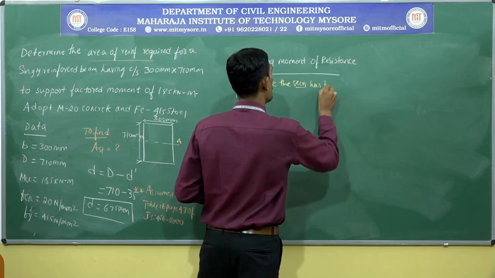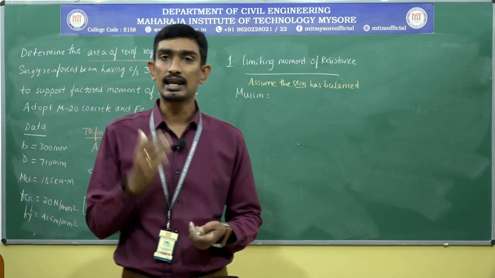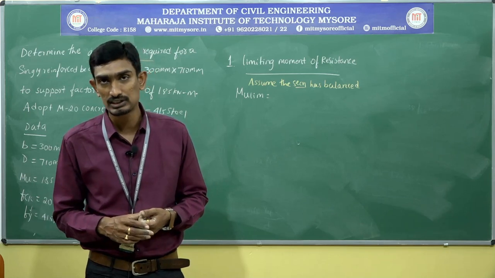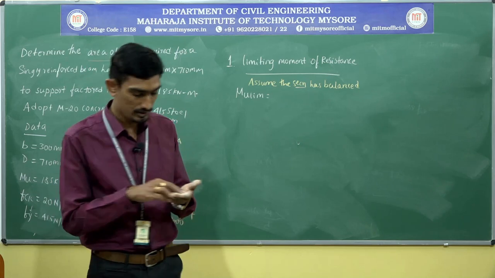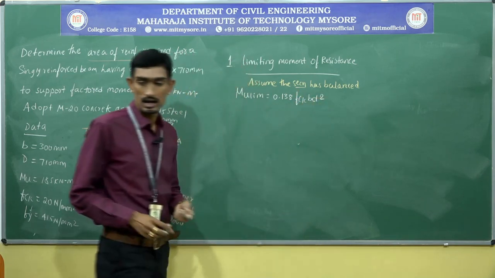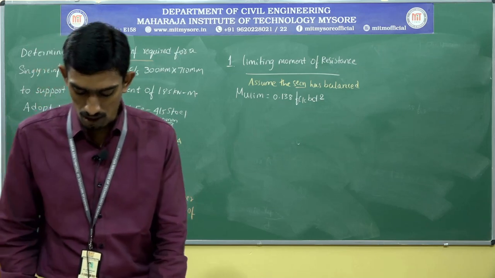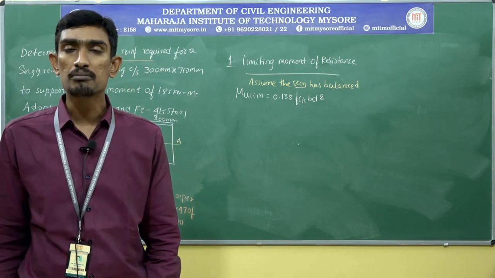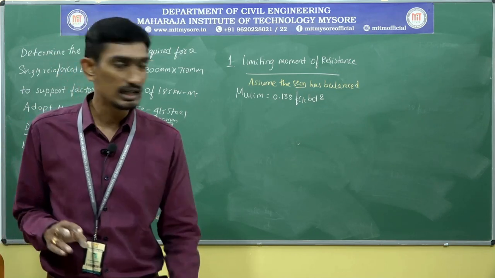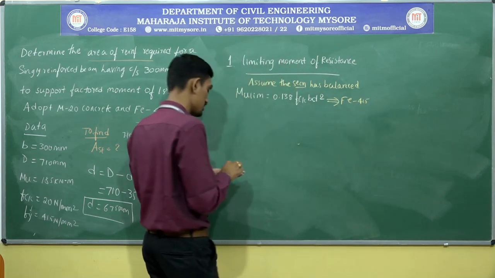Assuming the section as balanced, the formula we are going to use is as stated in Annex G 1.1c, page 96. For a balanced section or an over reinforced section, the same formula can be used, that is Mu lim equal to 0.138 fck b d square. Or else you can go ahead with the page 96 formula, that is Mu lim equal to 0.36 xu max by d into 1 minus 0.42 xu max by d, into b d square fck. You can use either formula, and this formula holds good for Fe415 steel.